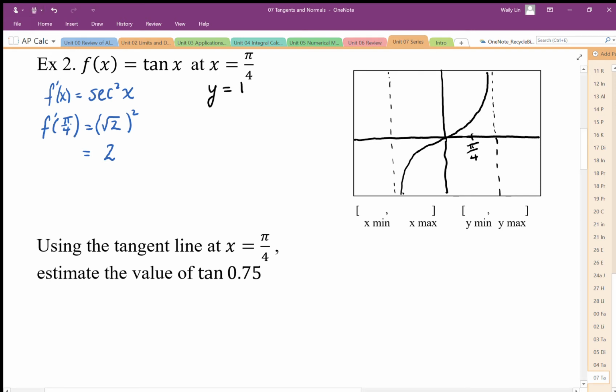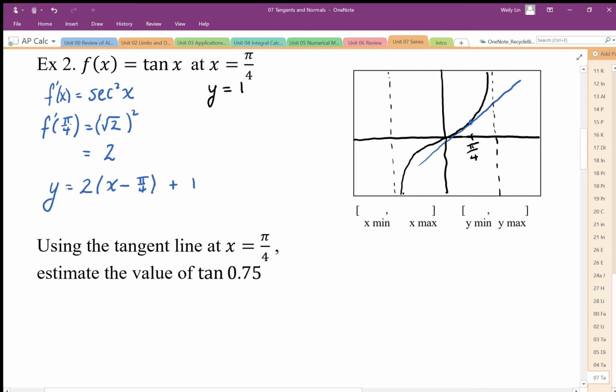So this tangent line here at pi over 4 and y equals 1, that tangent line there, the equation of that line is going to have a slope of 2 and an x coordinate of pi over 4 and a y coordinate of 1. Okay, so in the point slope form, there's my equation, my tangent line. So that linear equation represents that tangent line.